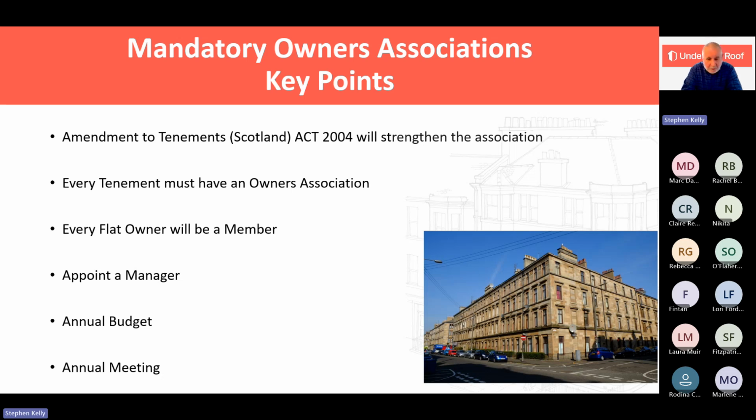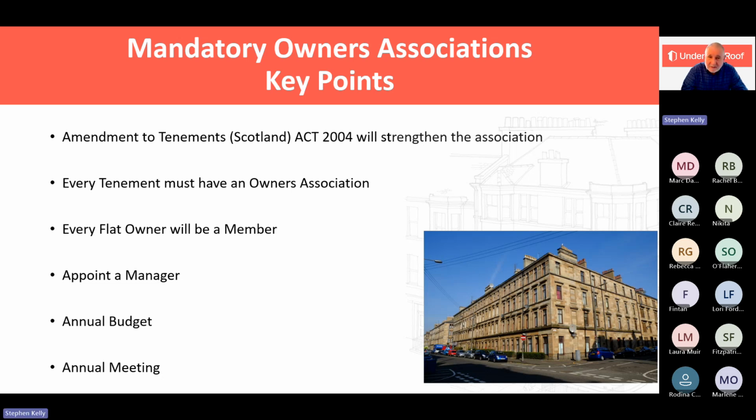But one paper it did was to have mandatory owners associations established in every flat or every building that is deemed as a tenement. And that is currently with probably the housing minister at the moment. What they're doing about it, I don't know. My personal opinion about a lot of amendments to it, but the key points are they're saying that every tenement must have an owners association. Every flat owner must be a member.